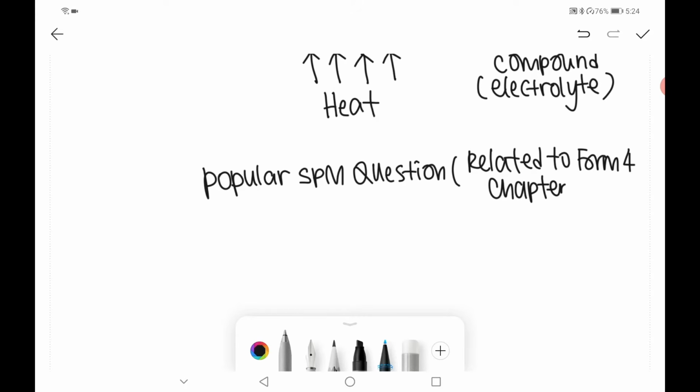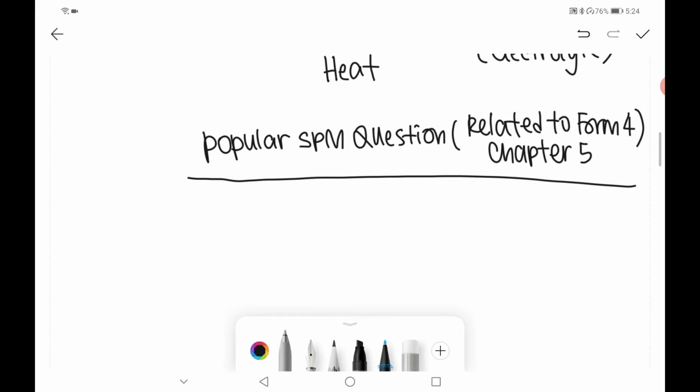Form 4 Chapter 5 is called chemical bonding. You learn about the bond. If you forget already, you might need to revise back. Even if you don't know, never mind, I just give you some idea only.